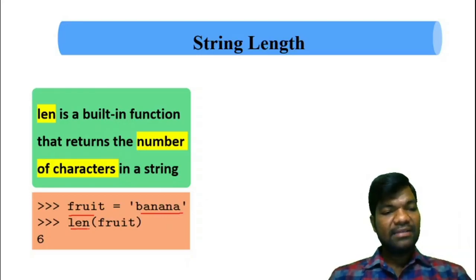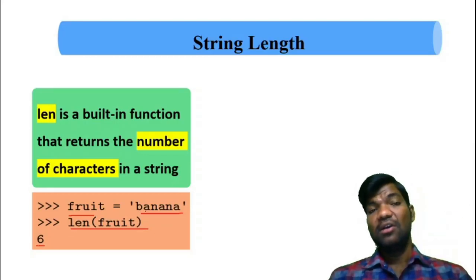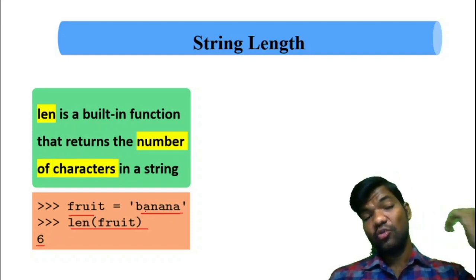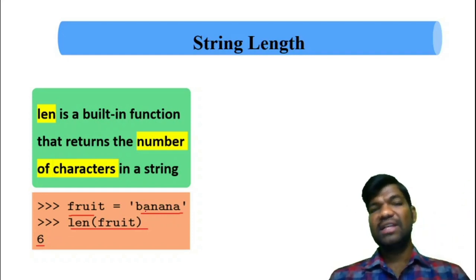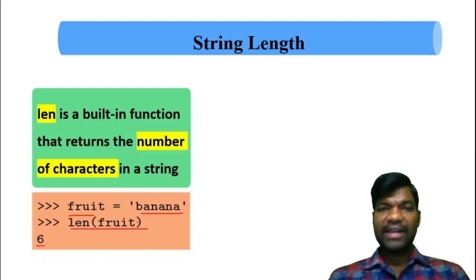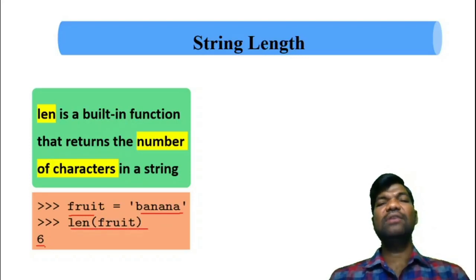Now calculate the length of fruit. What will you get? 6. Yes, this is a small string, so you can count it. Suppose it is a big string, 2 lines, 3 lines of code, 4 lines of string. How to calculate? It is not possible. So in this case, you need to use len of variable. Len of the variable name will give the length of the string.